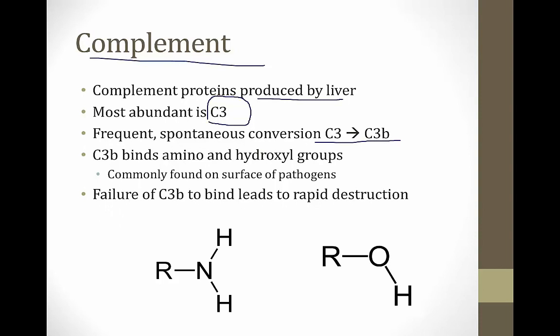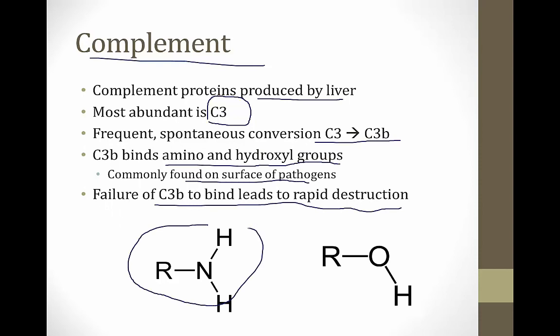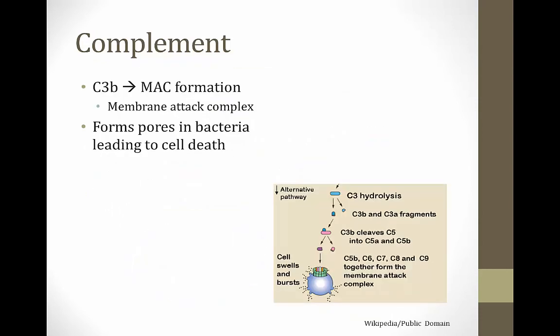Now, if C3b doesn't find something to bind to, it's rapidly destroyed. However, it can bind to amino and hydroxyl groups, which are commonly found on the surface of pathogens. This is an amino group here and a hydroxyl group here. So if C3b finds one of these, it can bind and become stabilized. Once C3b becomes stabilized, it leads to formation of the MAC, which stands for the membrane attack complex. And the process of this is drawn down here on the bottom of the screen. And the MAC ultimately forms pores in bacteria, leading to cell death. And we'll talk about this in more detail in the module on complement, but just remember that this is an important part of the innate immune system.